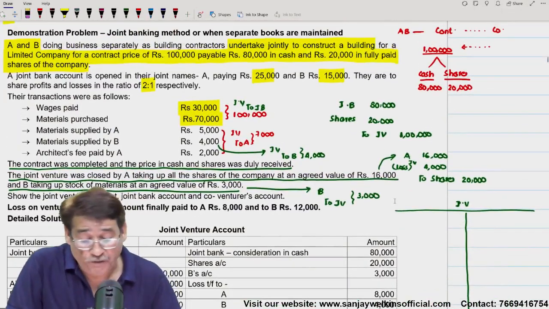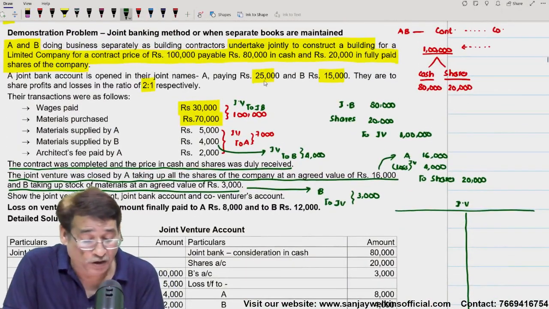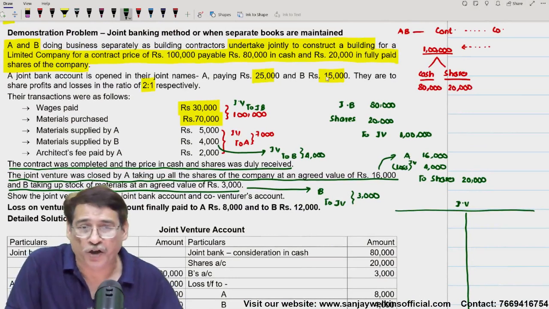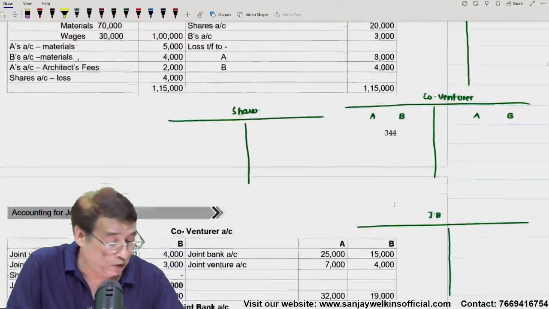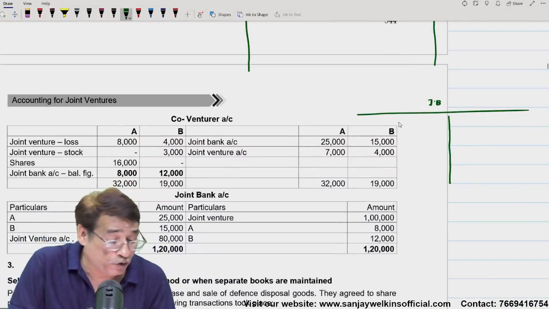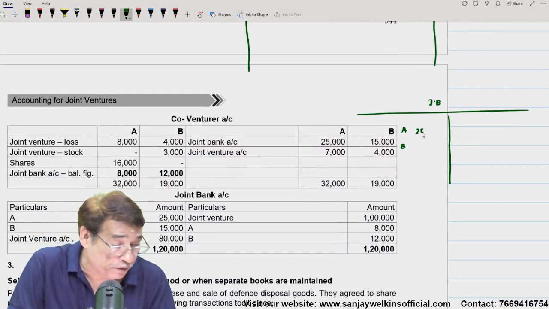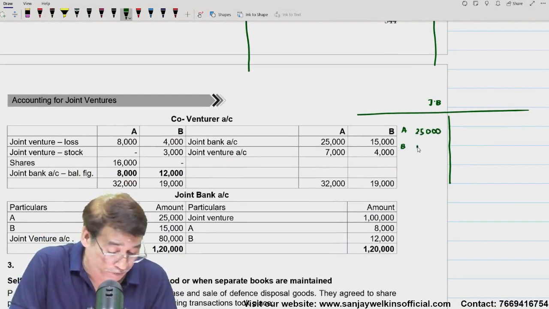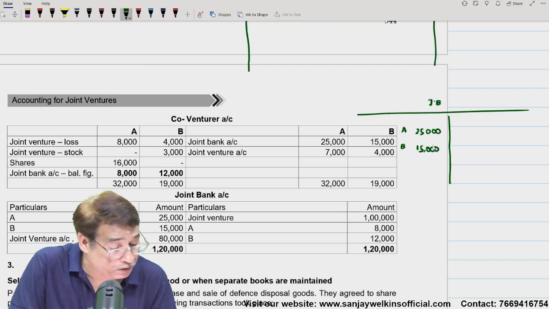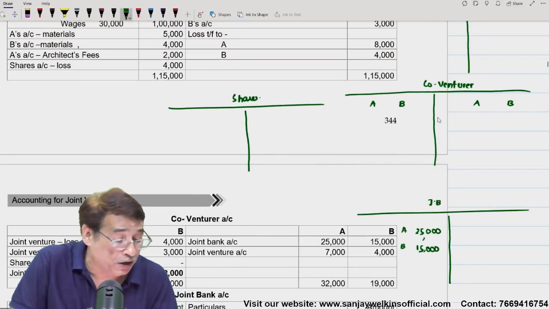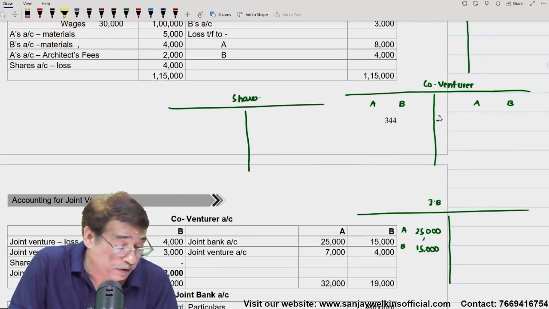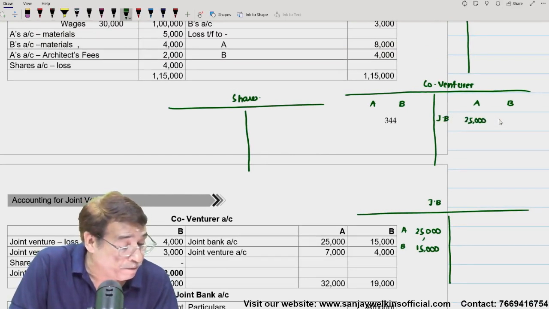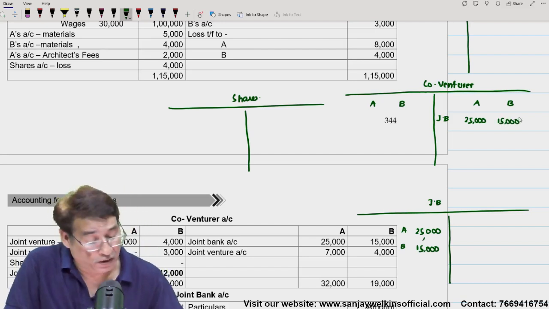So we shall start with the contribution. In this particular case, A paid 25,000, B paid 15,000. You know the entry: joint bank account debit to A and B. So on the debit side of joint bank account, I am going to write to A and B, that is 25,000 and 15,000. A has contributed 25,000, B has contributed 15,000. This is the entry we are going to write. On the credit side of co-venturer, I am going to write by joint bank account 25,000 and 15,000. Is it clear to you? Is it clear? Yes, sir, clear.